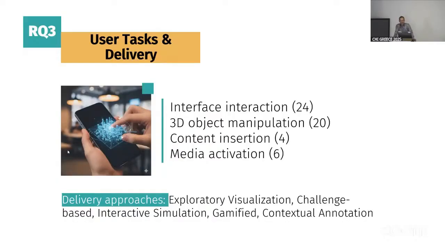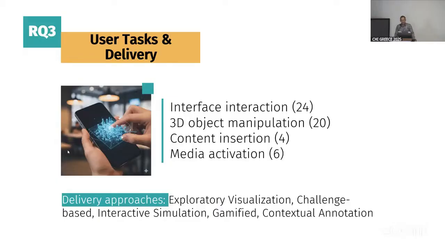Then 3D manipulation. They move, rotate, or scale the content, for example, a heart, a molecule, or a building. Then content insertion. They insert their own content, like, for example, cutting an anatomy model or adding shapes in a geometry exercise. Then media activation, trigger additional media, such as images, videos, or narrations that explain the content. And this is often found in cultural heritage apps.